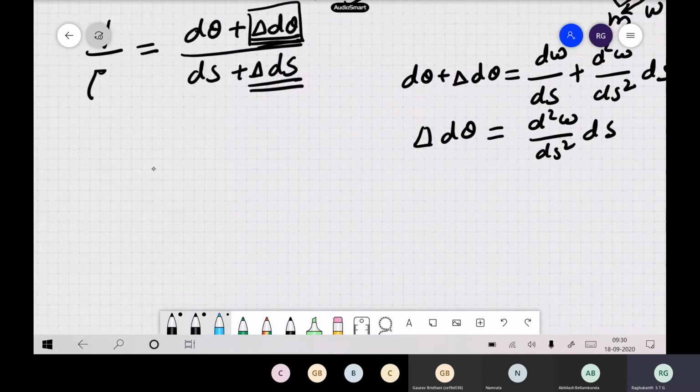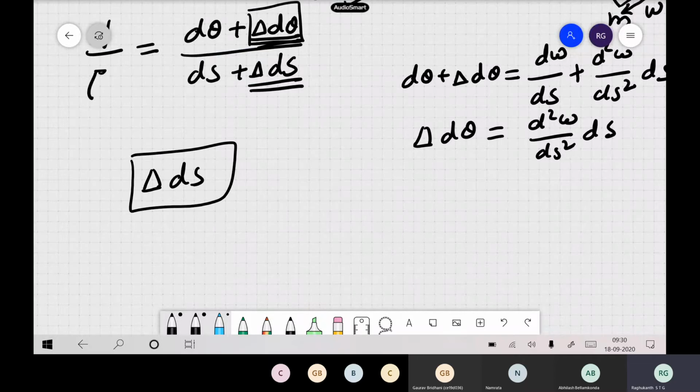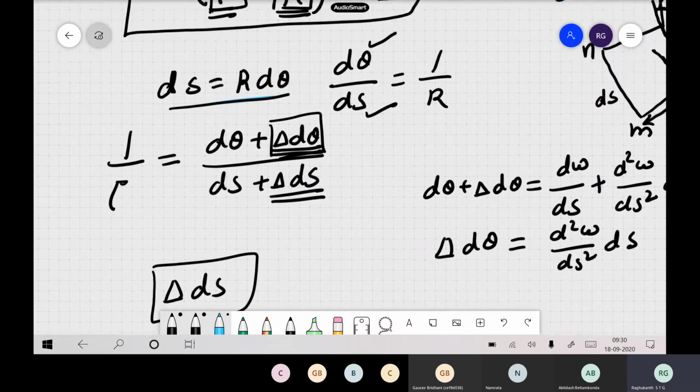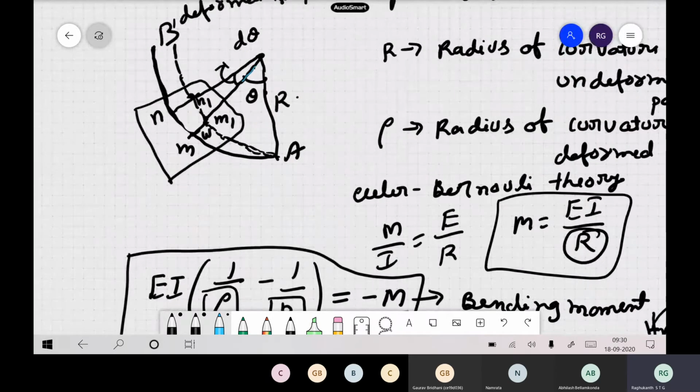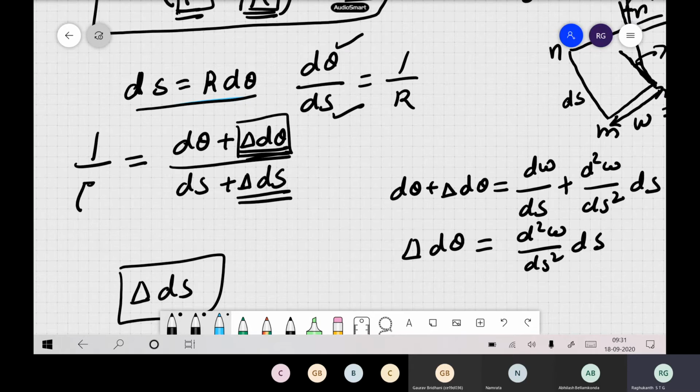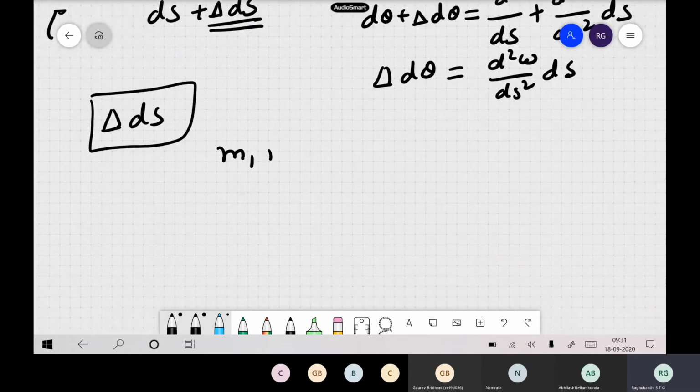Now we have to find out this delta ds also. Here we make a lot of approximations. What is the original curvature? The original curvature was r actual. Now this point has moved by w. This is the deformed shape. At this point m1, if I calculate this length, it is r minus w. Then if the angle is d theta, the length m1 n1 is r minus w into d theta.